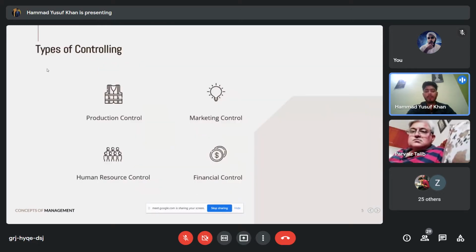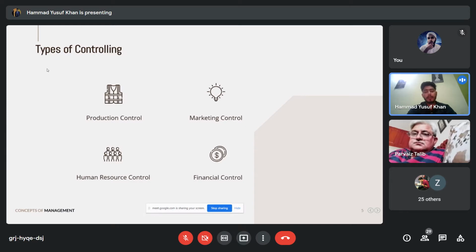Coming to the next slide, it is types of controlling. Each company has its own set of control procedures and key performance indicators. The 20% of areas are to be majorly focused upon to bring the maximized output.